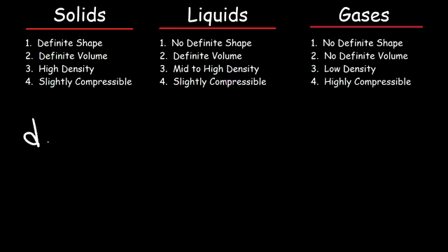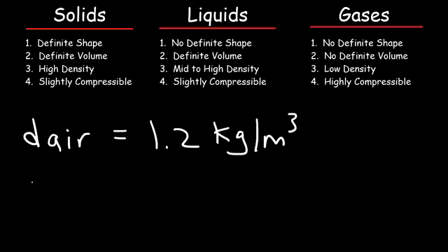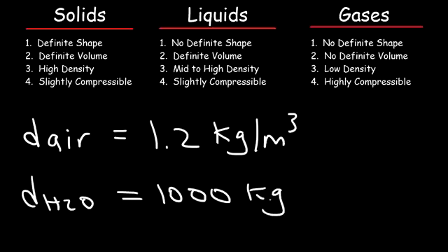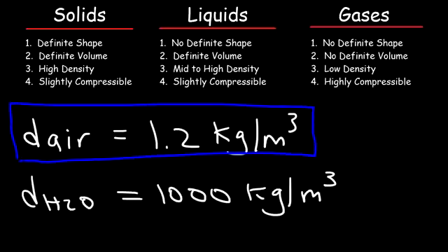Now, just to put that in perspective, the density of air at 20 degrees Celsius, it is temperature dependent, is around 1.2 kilograms per cubic meter. And if you compare the density of liquid water, it's 1,000 kilograms per cubic meter. So the density of a liquid is much higher than the density of a gas. Now, because gases have a very low density, they are highly compressible. But because solids and liquids have a fairly higher density, they're only slightly compressible. You can't compress them as much as you could with a gas.